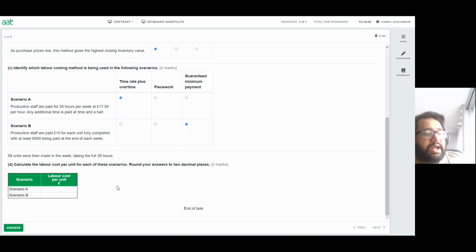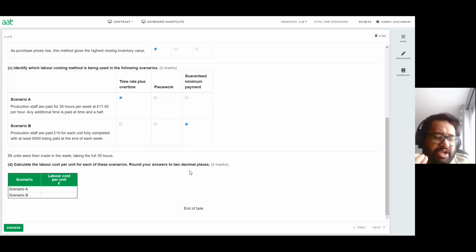58 units were made in a week, taking a full 35 hours. They want you to calculate the labor cost per unit for each of these scenarios, Scenario A and Scenario B. So you want to find out what your labor cost is. Here, round the answer to two decimal places as well. So wherever it is, even if you get a full number, make sure you try to show the amount to two decimals.